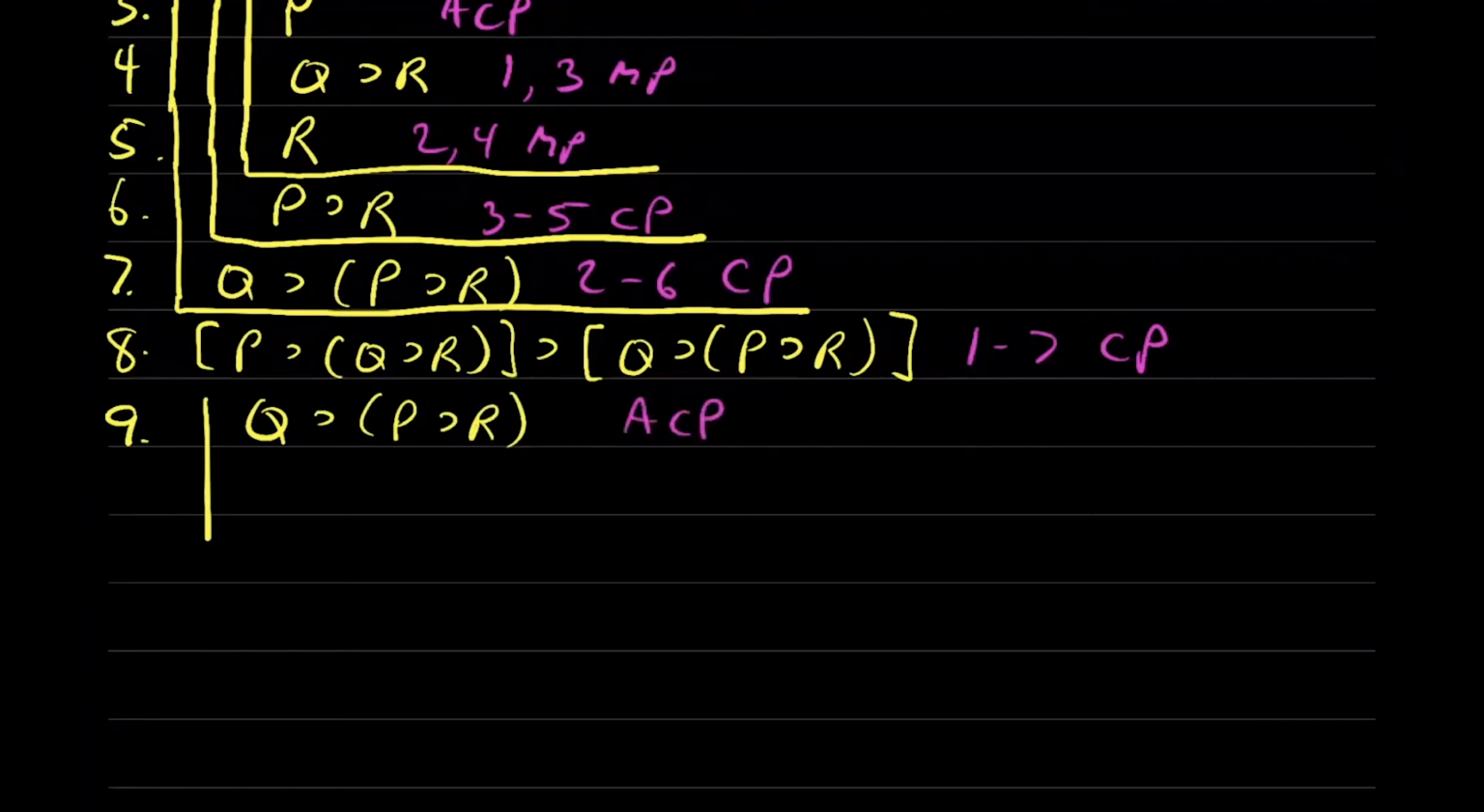And now I'm trying to prove the left side, P implies that Q implies R. But we're going to do the same basic process here. Well, that's a conditional. So I'm going to start another conditional proof sequence, assuming P, ACP, assumption for conditional proof. And now I'm trying to prove Q implies R. Well, that's another conditional, right? So on line 11, I'm going to start another conditional proof sequence.